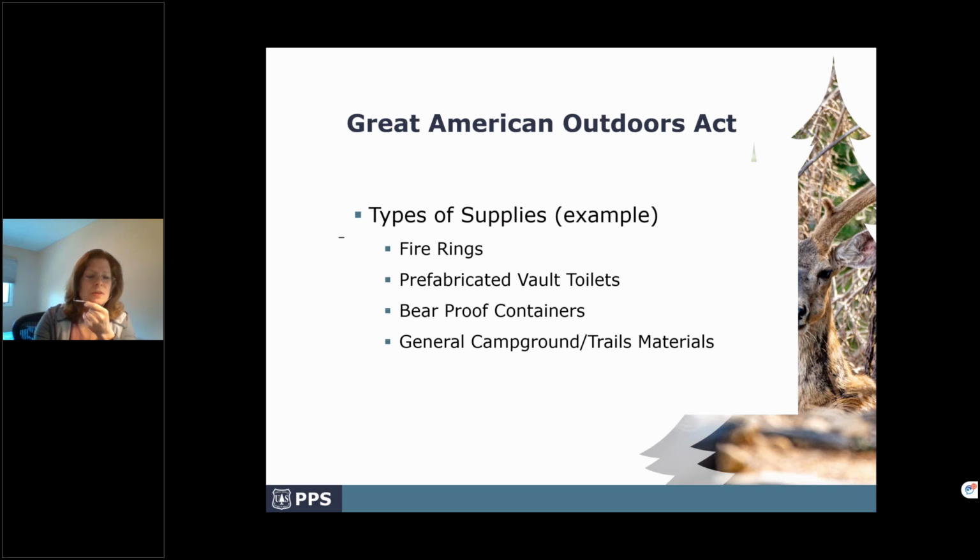So some examples of supplies that the Forest Service will be purchasing under the GAOA include, but are not limited to, buying supplies like fire rings, prefabricated vault toilets, bear-proof containers for storage of food or trash, and also general campground and trail materials. Next slide.